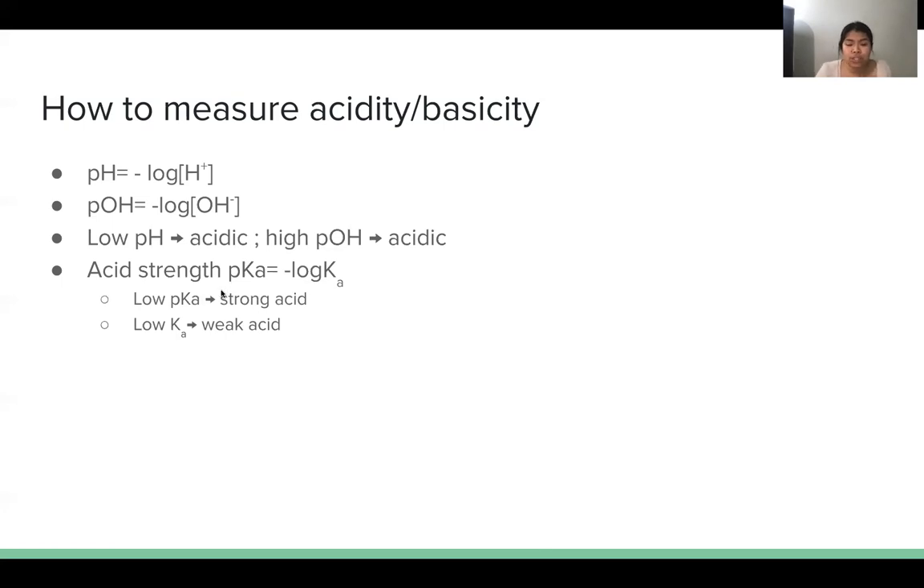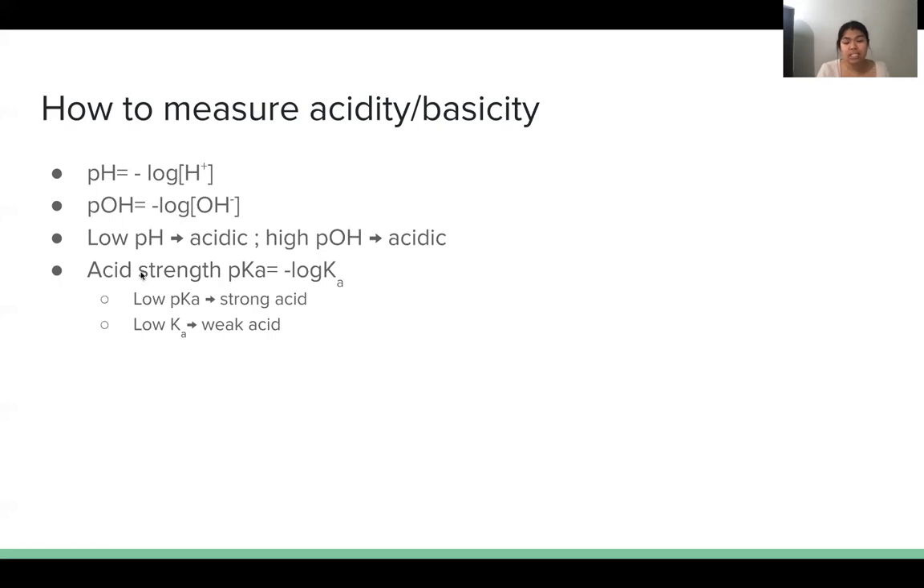The other equation he gives you is pKa and pKb. I didn't put pKb here because, much like pH and pOH, they're just the opposite, right? Acid strength is denoted by pKa, and base strength is denoted by pKb.